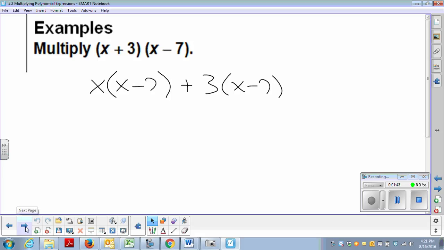Okay, the next thing I'm going to do is go ahead and multiply those. X times x will give me x squared. X times negative 7 will give me negative 7x. 3 times x will give me 3x. And 3 times negative 7 will give me negative 21.